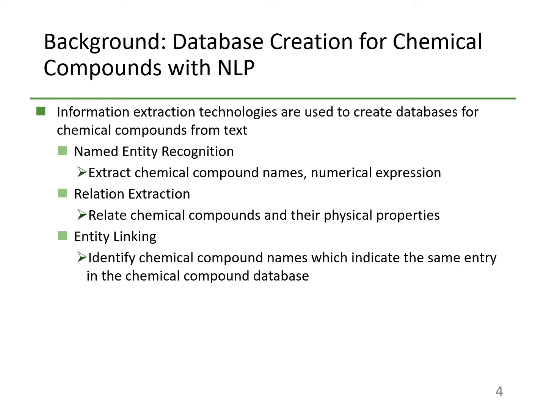Information extraction technologies, such as named entity recognition, relation extraction, and entity linking, are used to create databases for chemical compounds from text. Named entity recognition recognizes basic information of databases such as chemical compound names and numerical values. Then relation extraction identifies relations between chemical compounds and numerical information. Entity linking is used to identify chemical compound names which indicate the same entry in the chemical compound database.